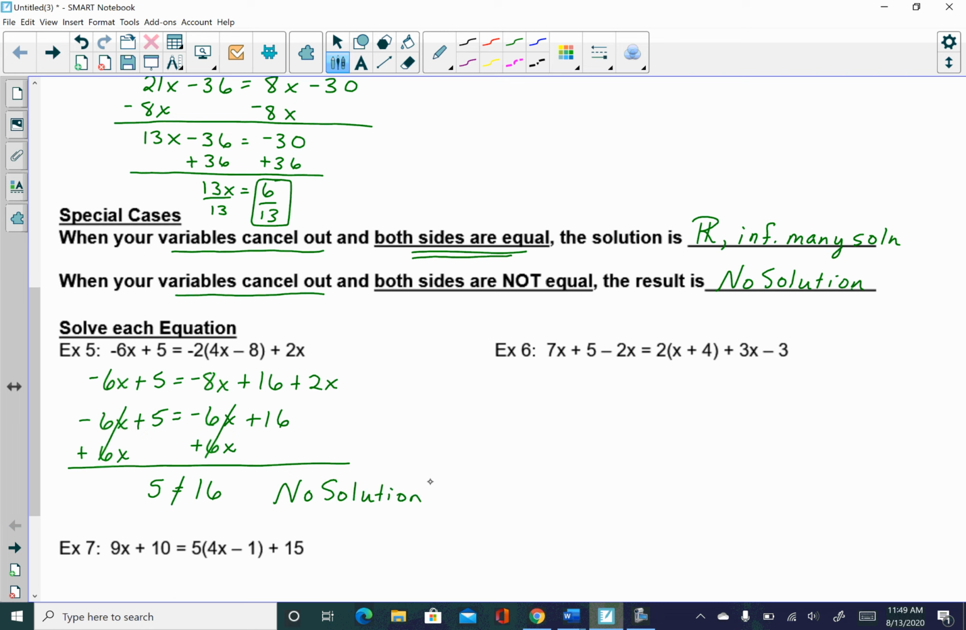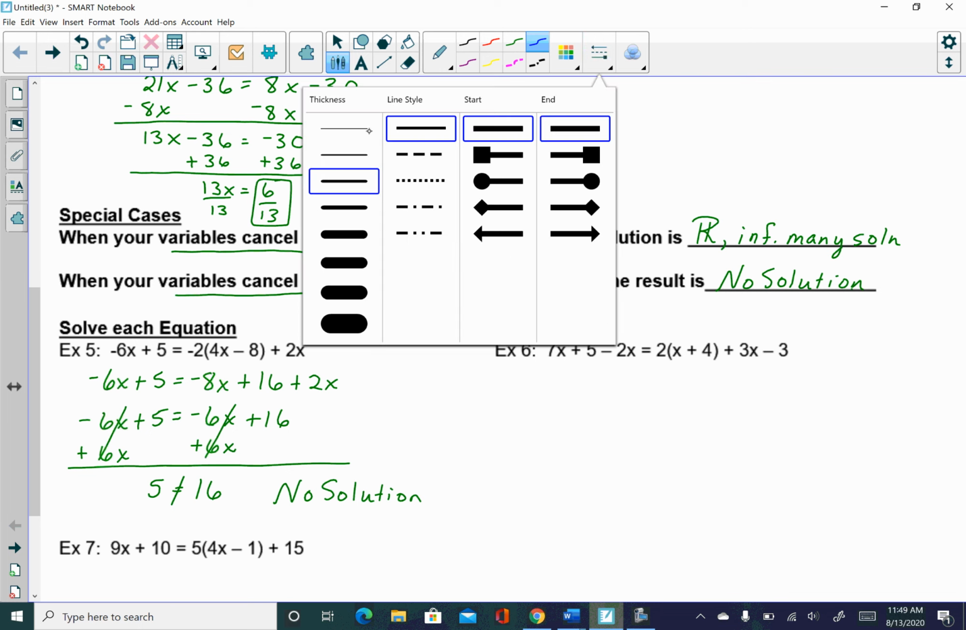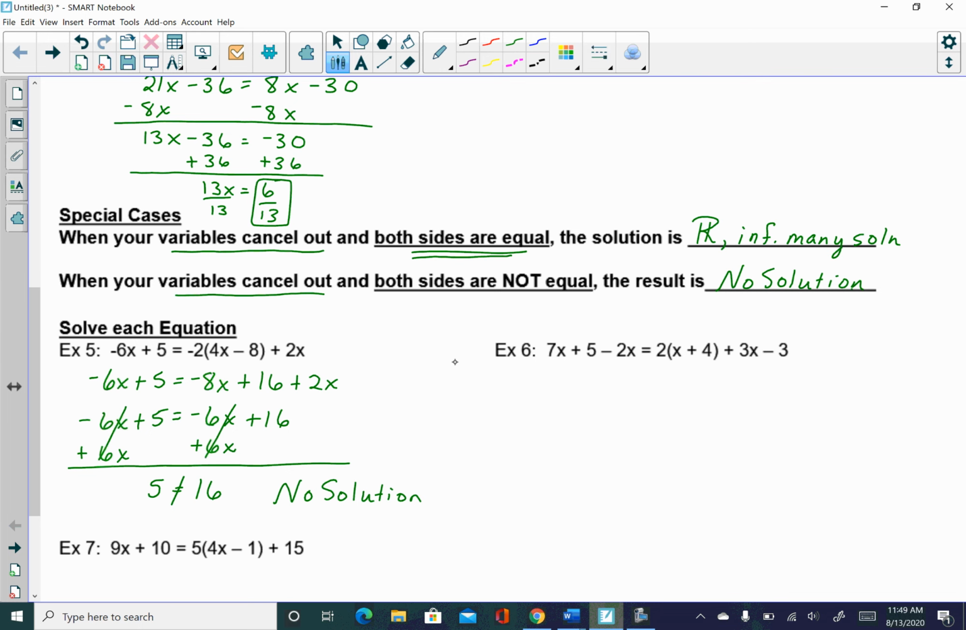Okay. Let's move on over here to the next one. In example 6, I've got some distributing over here on the right-hand side. And over here on the left-hand side, I've also got like terms. So I think what I'll do is I'll distribute first. I'll just burn an extra step here. It would be legal, though, if you want to go ahead and combine like terms on the left-hand side, but I think I'll just copy it down and I'll do all my combining all at one time.